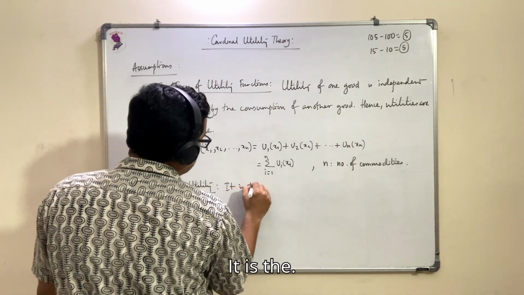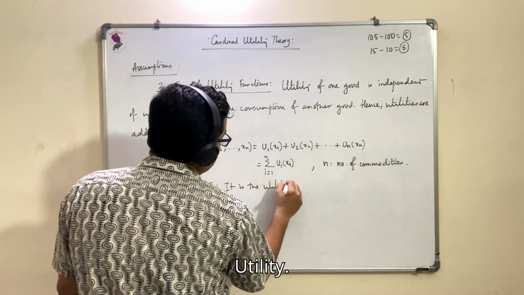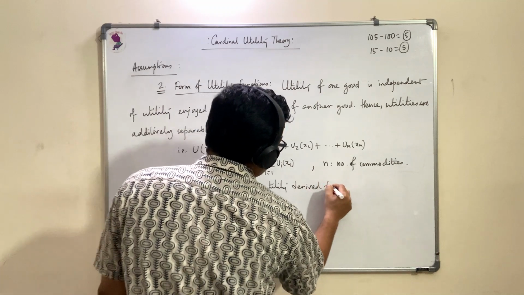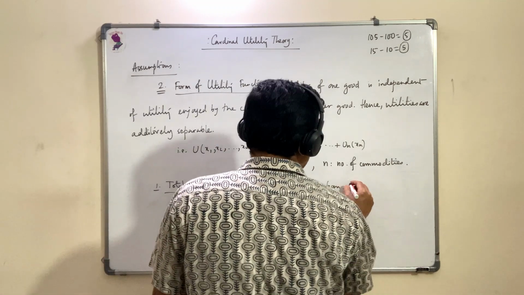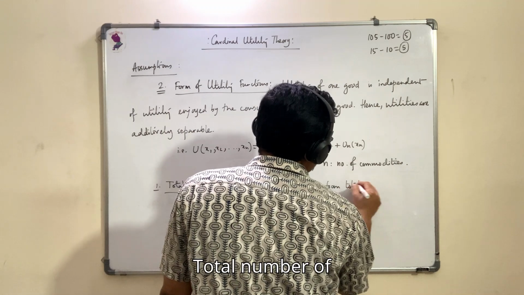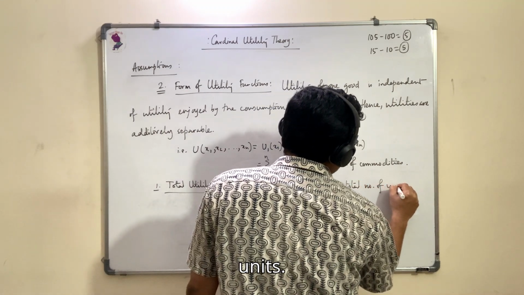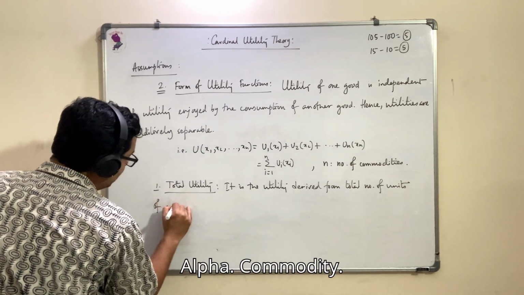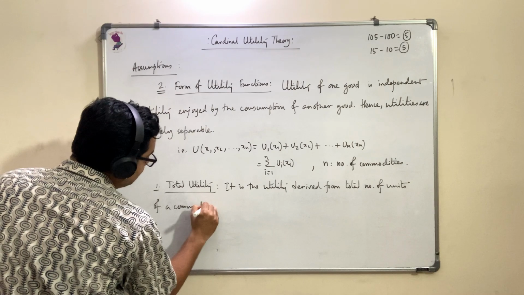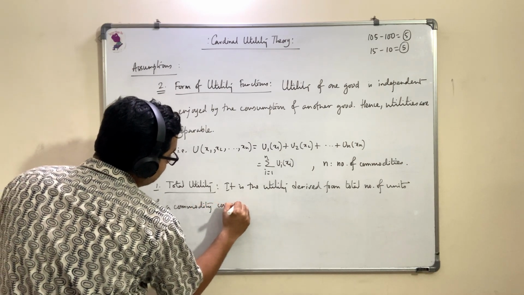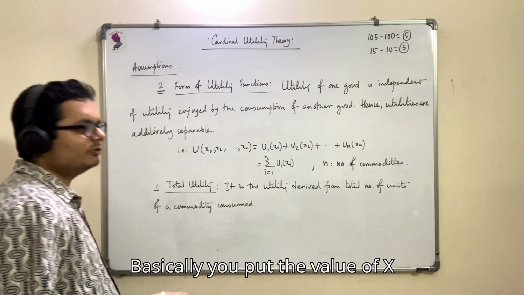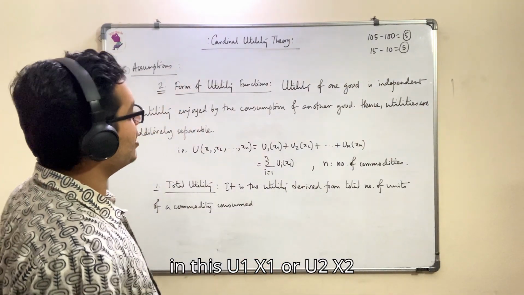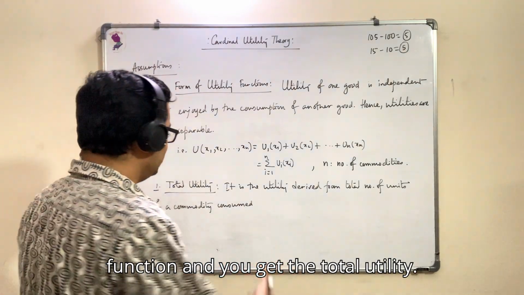It is the utility derived from the total number of units of a commodity consumed. Basically, you put the value of x in this u1(x1) or u2(x2) function and you get the total utility.